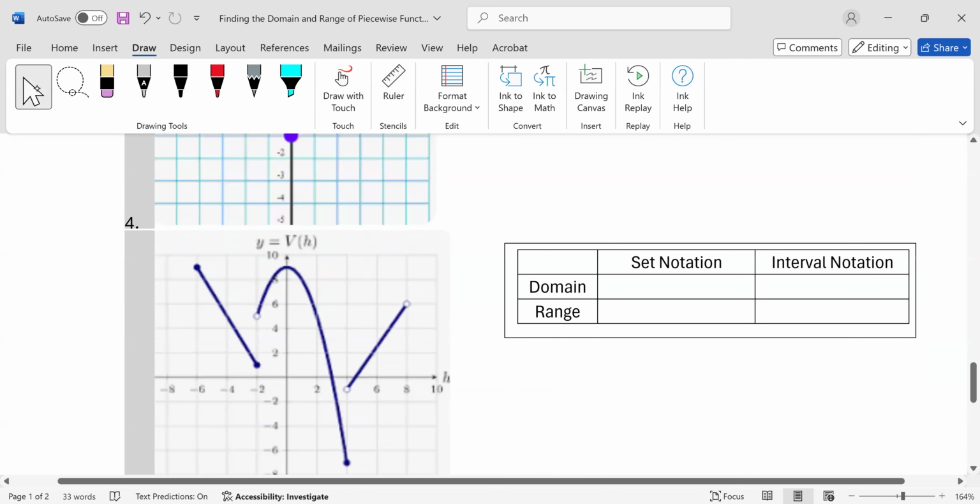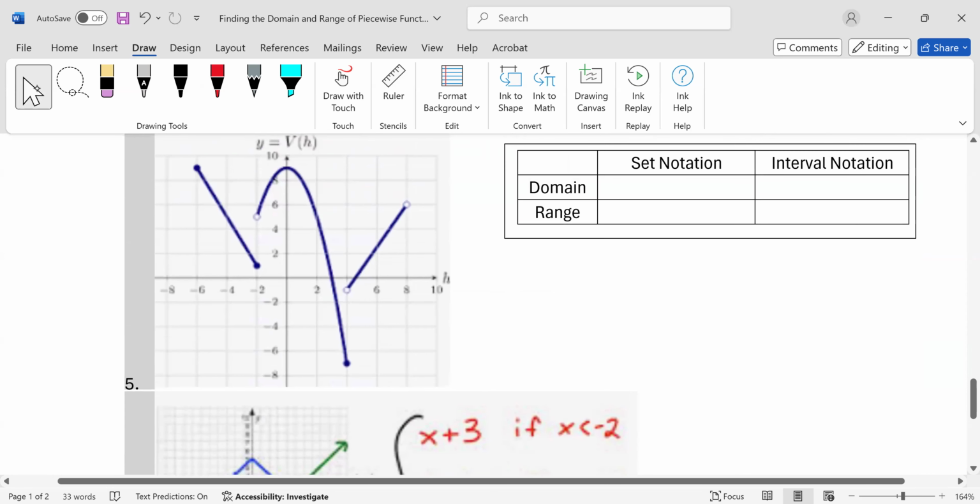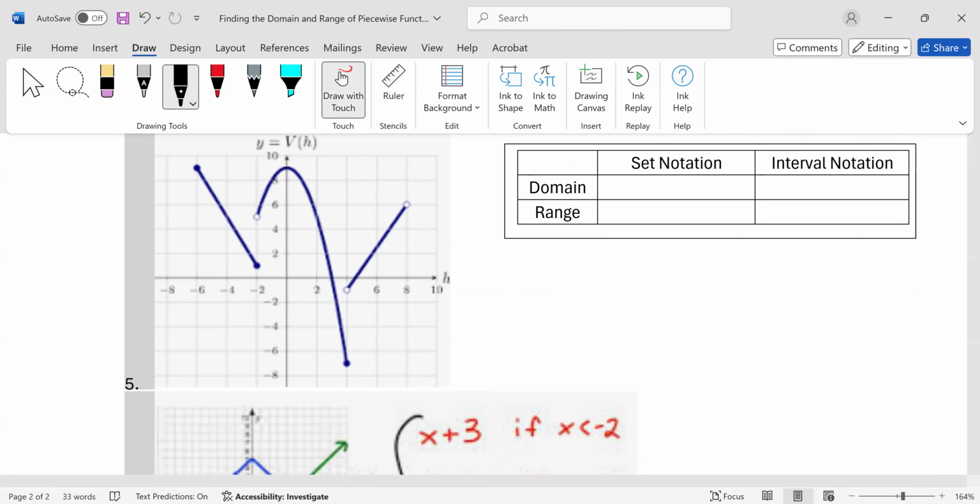Let's try the one with the curves. Let's do this one, number 4. Okay, domain, you always start on the left side and you move to the right, just like you read a book, left to right. So on the left side, where is it? It's at -6. There's an open circle. Do I have to think about it? Why not? Because it's closed right here. So at -2, yes, there's an open circle, but there's also a closed circle. Let's just ignore it. Keep going.